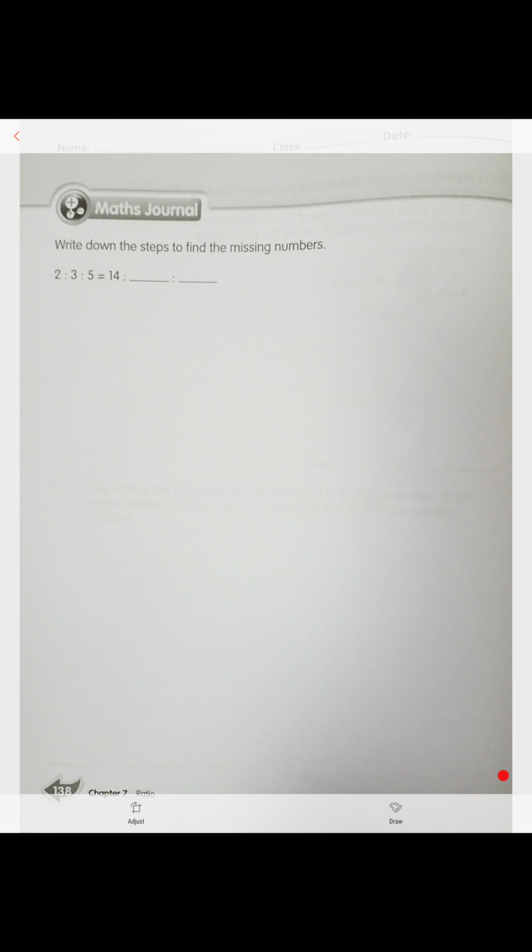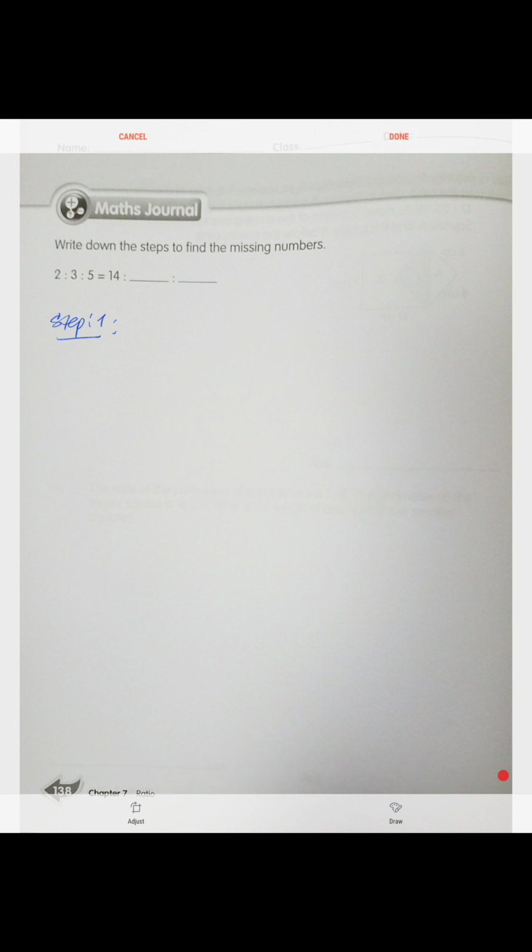Alright, writing your math journal is important because it's all about writing, it teaches you how to write properly. Write down the steps to find the missing numbers. So you need to kind of talk it through. So step number one, what do you need to do? 14 is related to 2, and you need to find these two numbers.